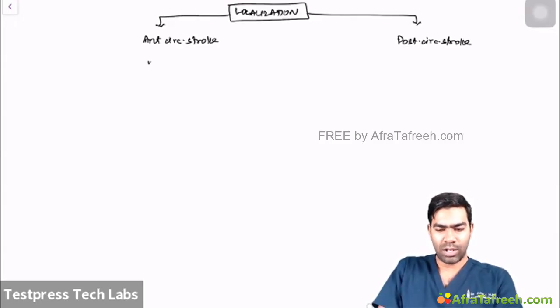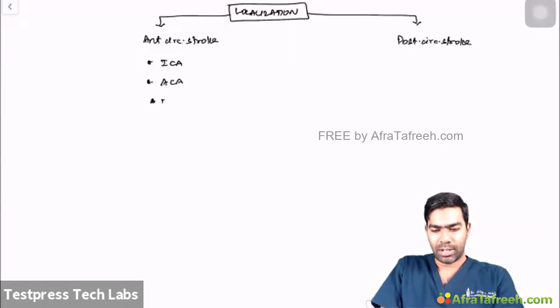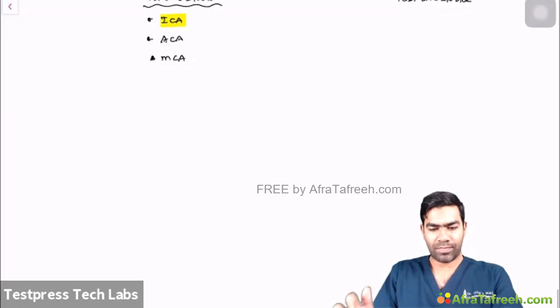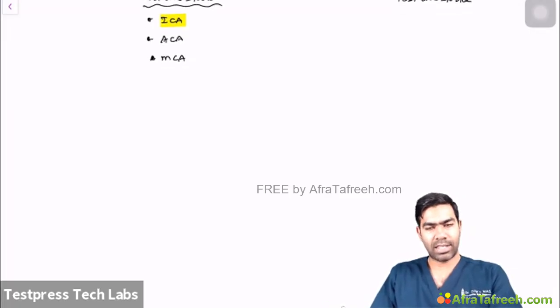arteries must be involved. Either it is the internal carotid artery, which is the mother of two more arteries, that is the anterior cerebral artery and the middle cerebral artery. So we know that ICA is going to be the mother of the other two arteries, ACA and MCA. So the lesion must be somewhere in the ICA, ACA or MCA.